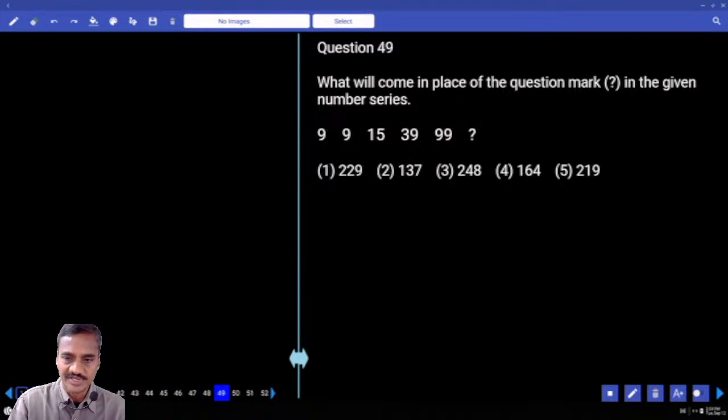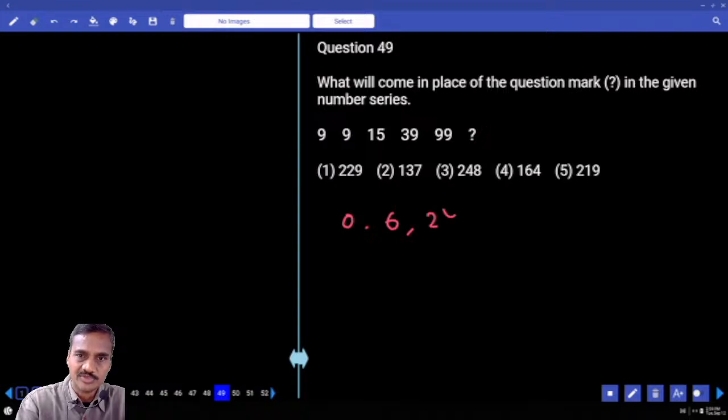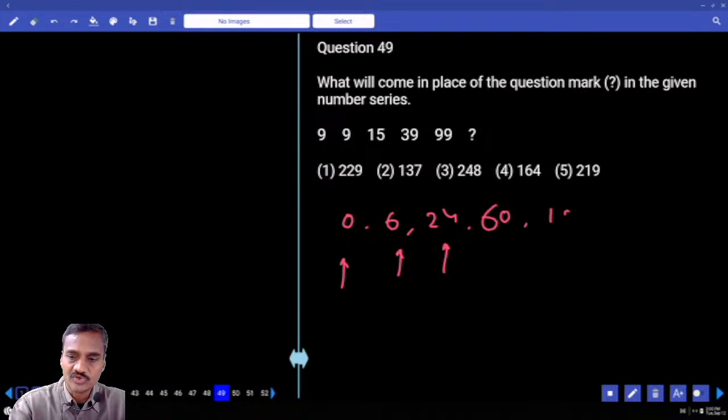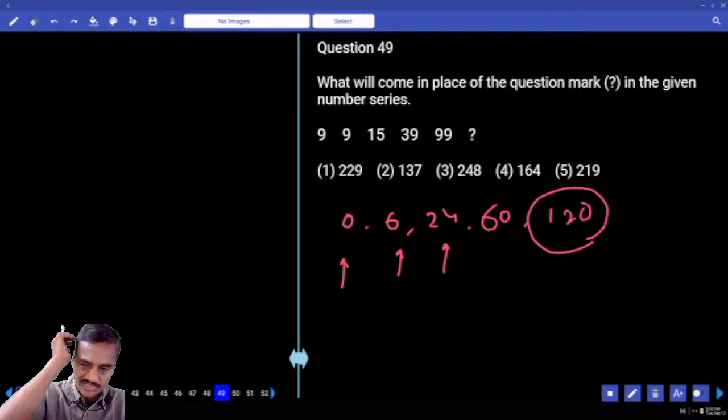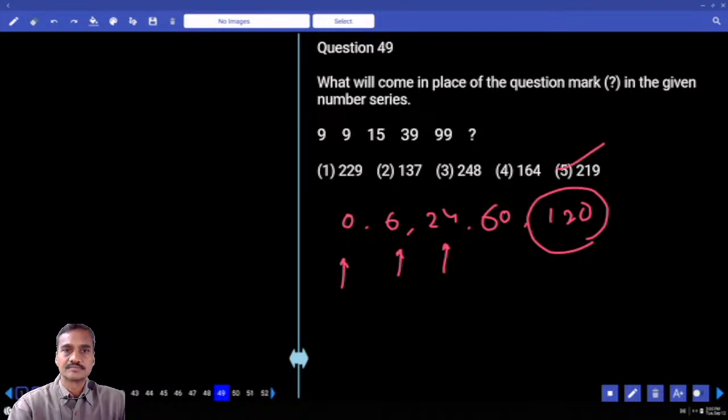48. 49. Numbers are increasing at a smaller rate. Difference 0, 6. Next one 24. ఏమవుతున్నాయి ఇవి? 0, 6, 24 వెంటనే స్ట్రైక్ అవ్వాలి. Now 24 can be written as 3 cube minus 3, 2 cube minus 2, 1 cube minus 1, 4 cube minus 4, 5 cube minus 5, 120. 120, what is the number we have? Choice చెప్పండి. Choice 5, 290.